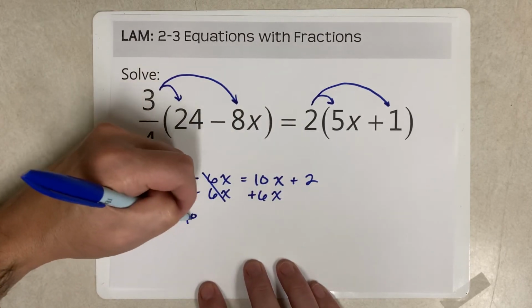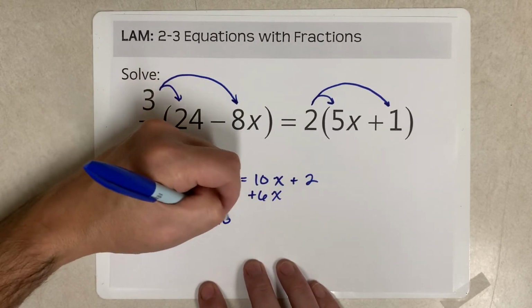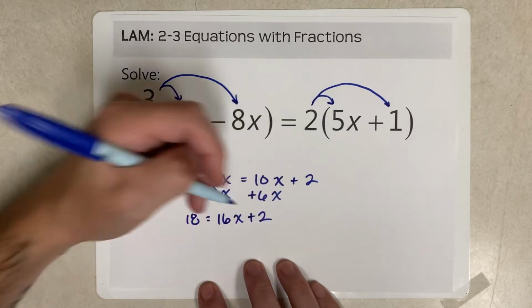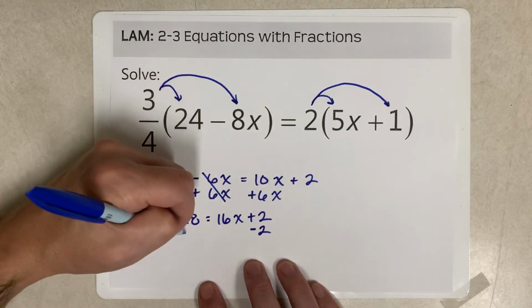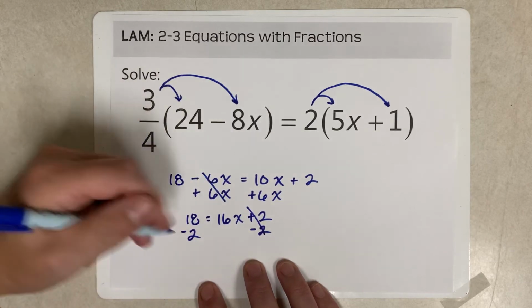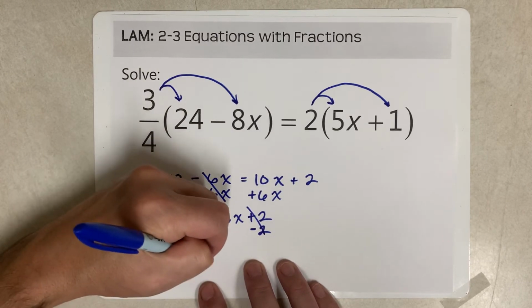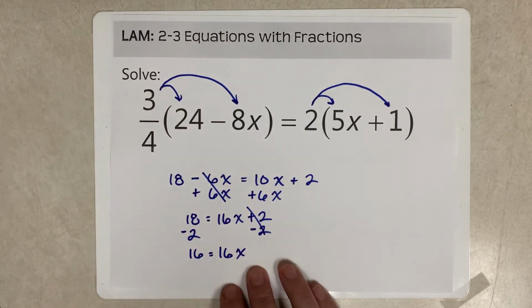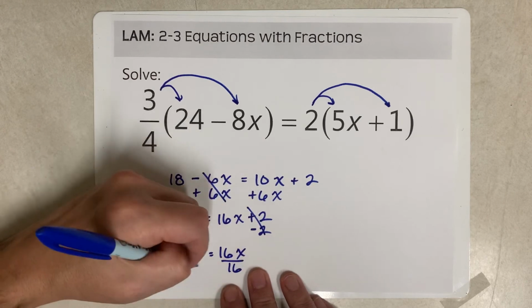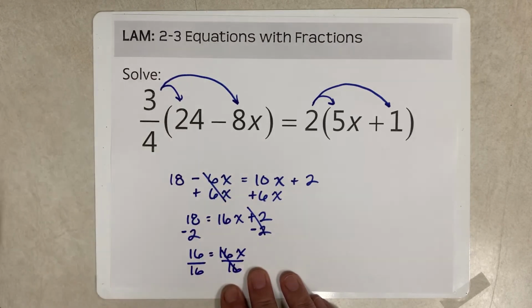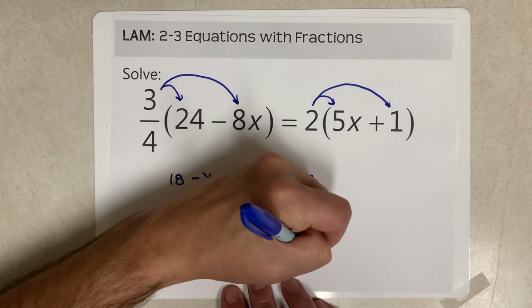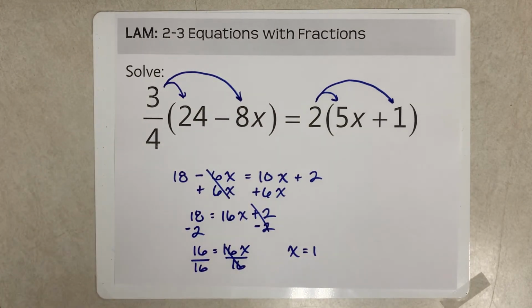So I have 18 is equal to 16x plus 2. Subtract 2. 18 take away 2 is 16 is equal to 16x. Divide by 16. And x is equal to 1 again. 16 over 16 is 1.